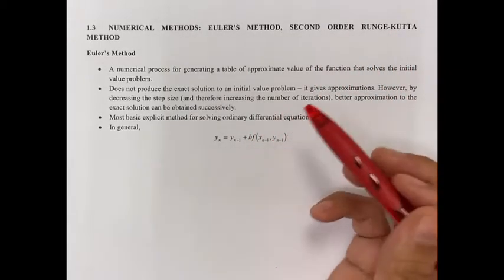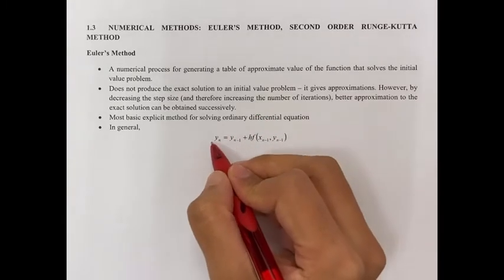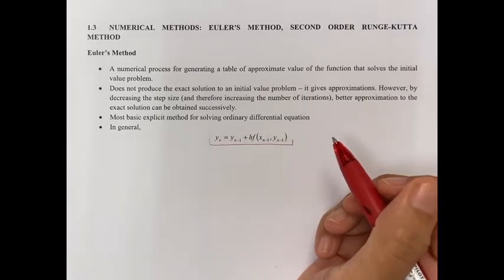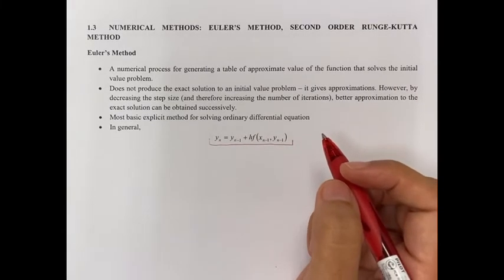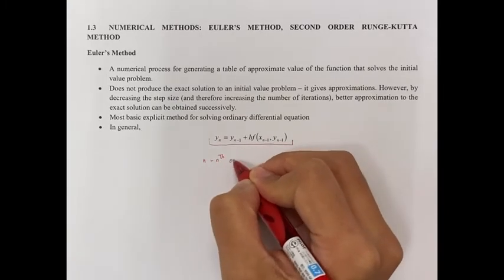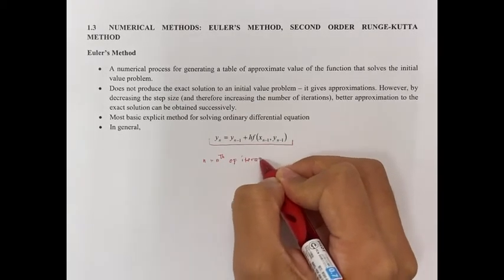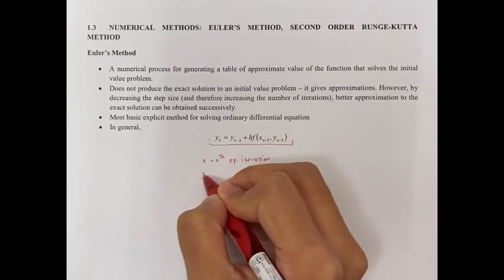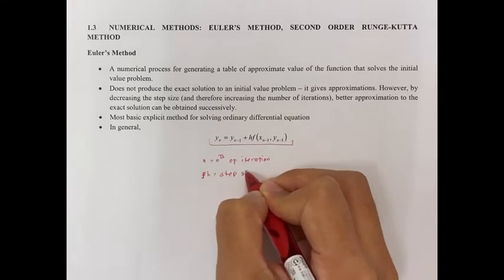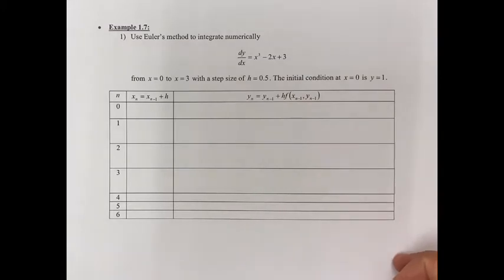This is the general solution for Euler method. We will use this formula: yn is equal to yn minus 1 plus h f(xn minus 1, yn minus 1). n is the number of iterations, and h is the step size. I will show you how to solve the first order ODE using Euler's method in example 1.7.